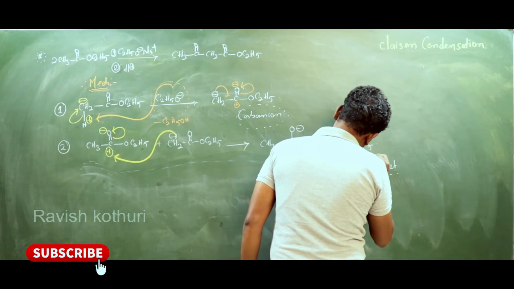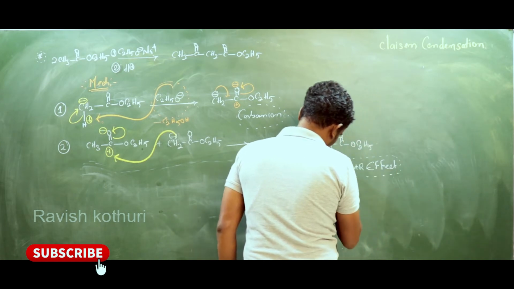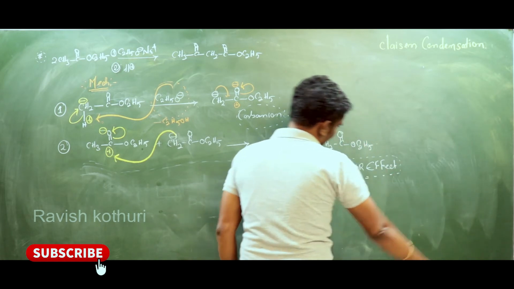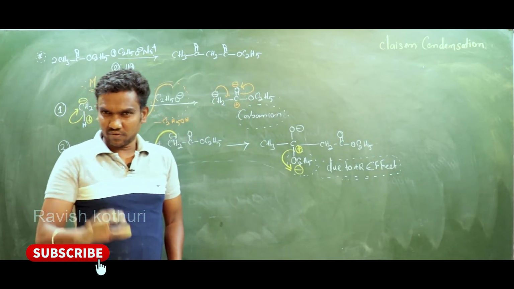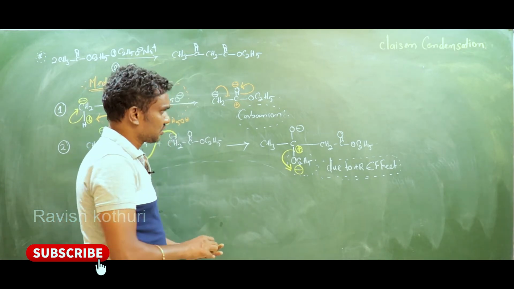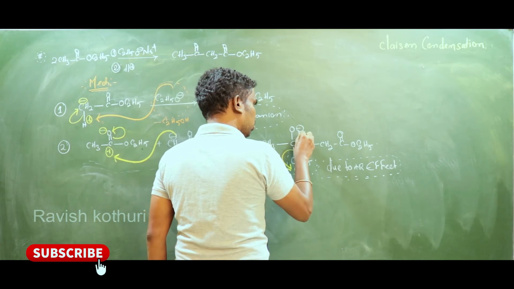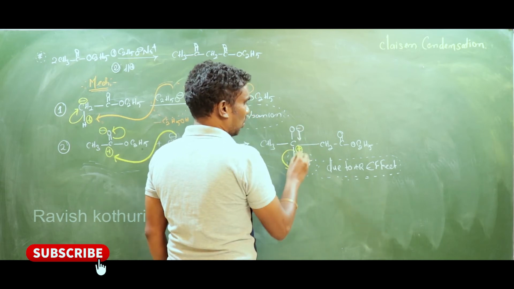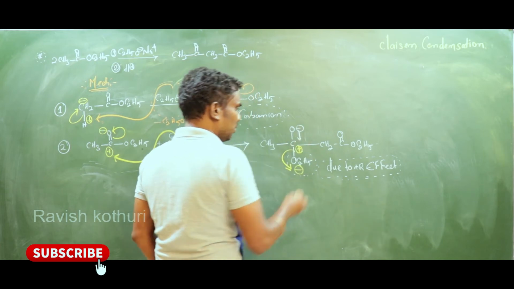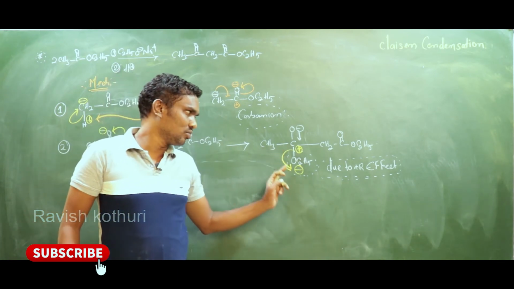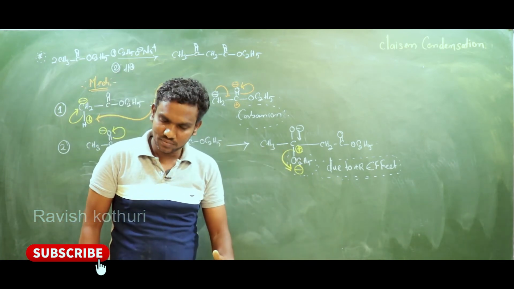Due to the plus R effect. Sir, what it means, the plus R effect, I can explain. Please be focused. Just listen. This negative charge pulls towards this carbon side. So what happens? This carbon gets more negative. So that is the reason this bond will break. That's all, my dear.